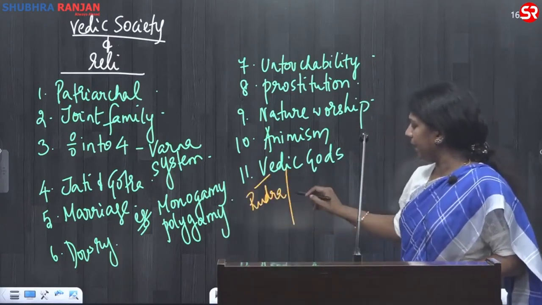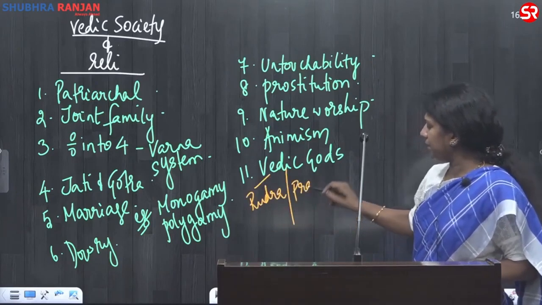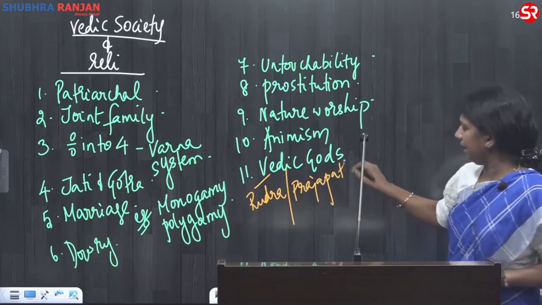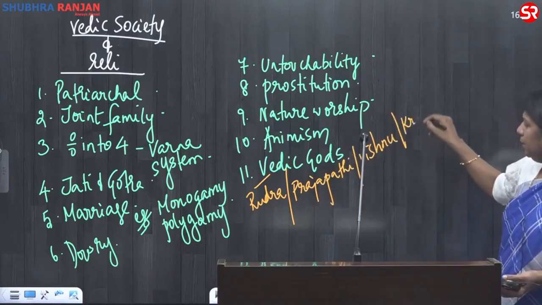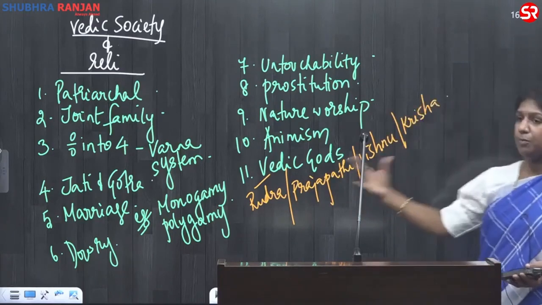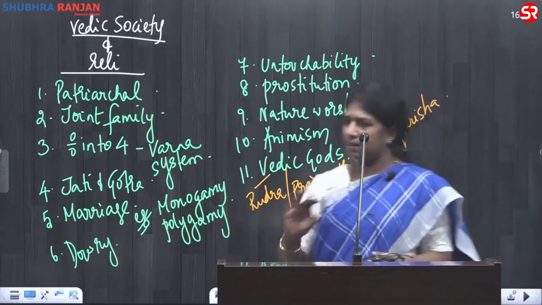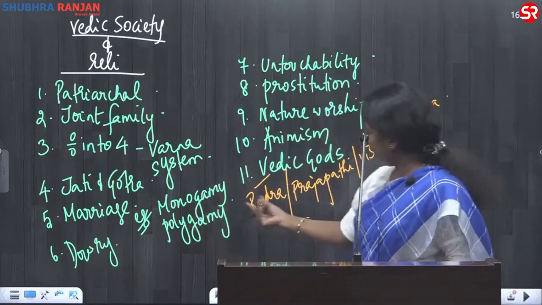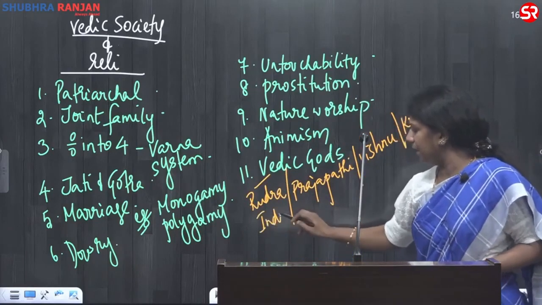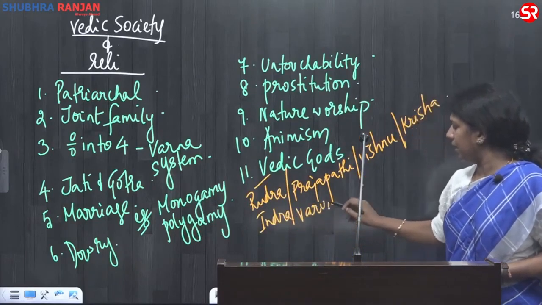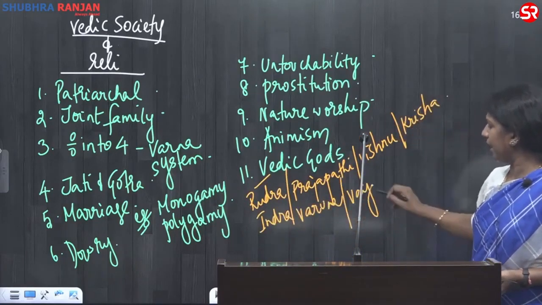The Vedic gods were Prajapati, that is Brahma. Then we have Vishnu. Then we have Krishna. Then Shiva. There's no term Shiva mentioned; it is Rudra. The Vedas never have the term Shiva. Shiva is identified as what? Rudra. Then apart from this, we have Indra. Apart from this, we have Varuna. Apart from this, we have Vayu, etc.